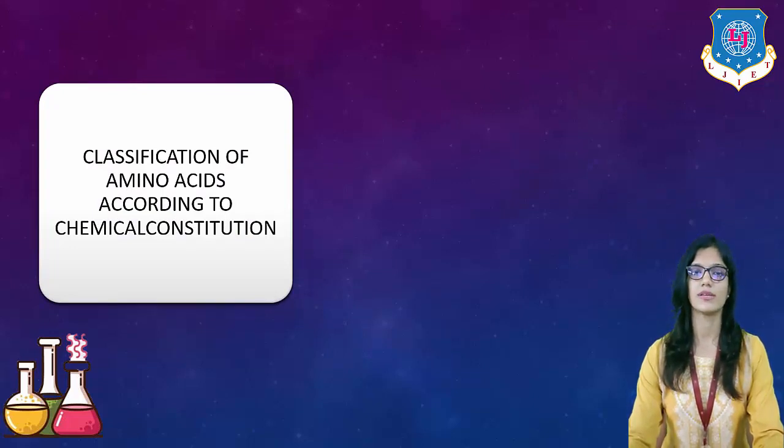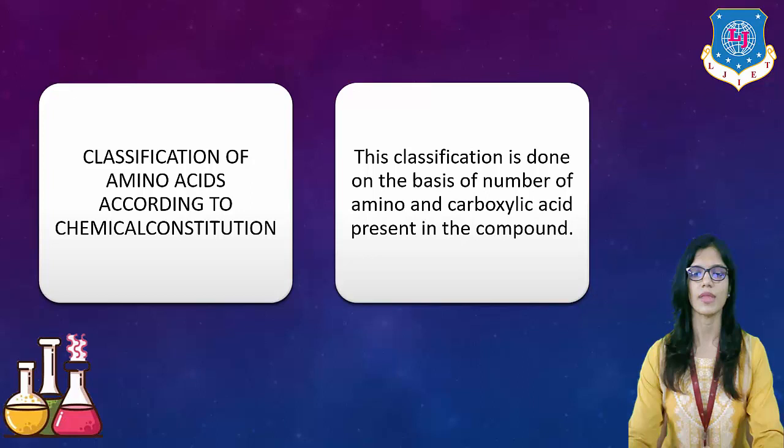The first one is classification of amino acids according to chemical constitution. This classification is done on the basis of the number of amino groups and carboxylic acids present in the compound. So we will classify amino acids depending upon their chemical constitution and the functional groups present in them.